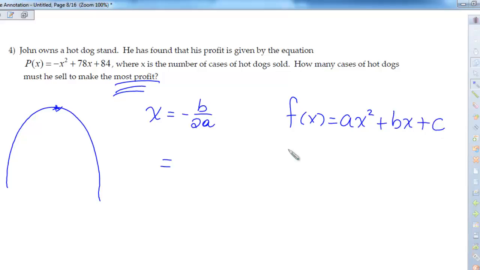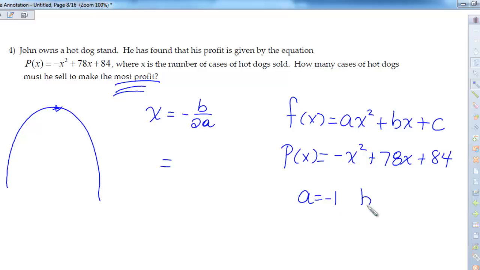So for our function, P of x equals negative x squared plus 78x plus 84, our a is negative 1 and b is 78. Okay? And if we were using it, we could note that c is 84. So I'm going to plug those a and b values into x equals negative b over 2a.